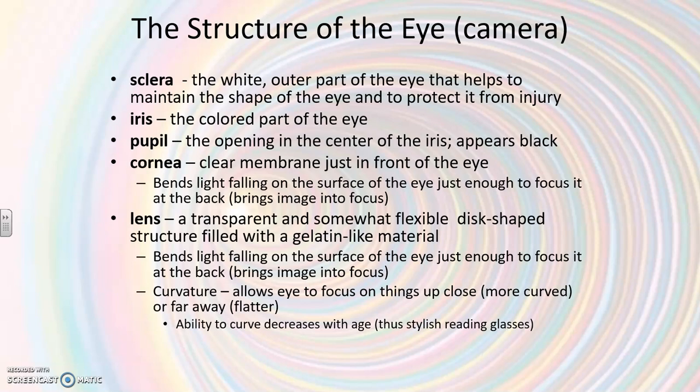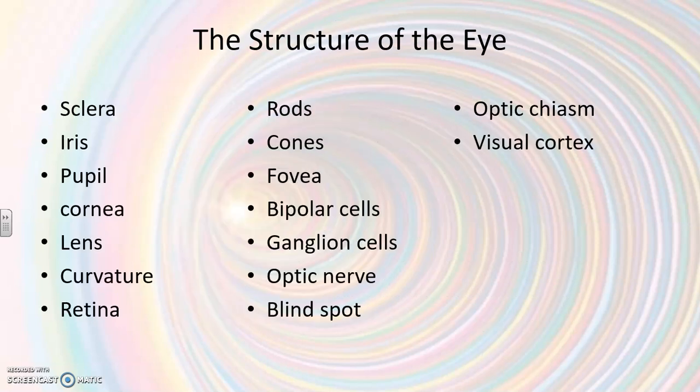And then we have our lens, which is a transparent and somewhat flexible disc-shaped structure filled with a gelatin-like material, whose curve can decrease as we get older and need prettier glasses. This helps with focus and seeing things up close. Here are some of the other structures that you guys will need to know, and we're going to go more into them in a few moments.